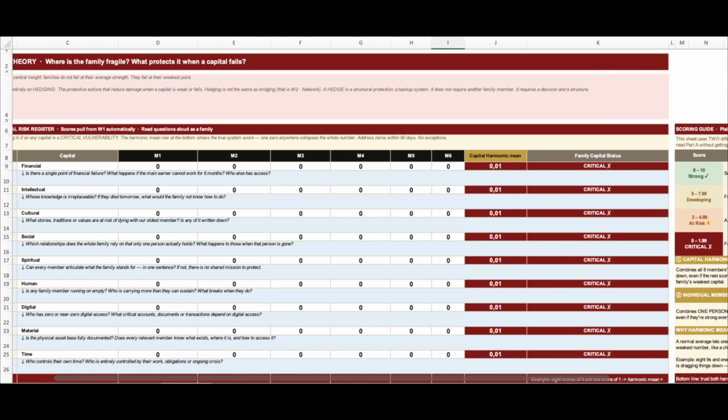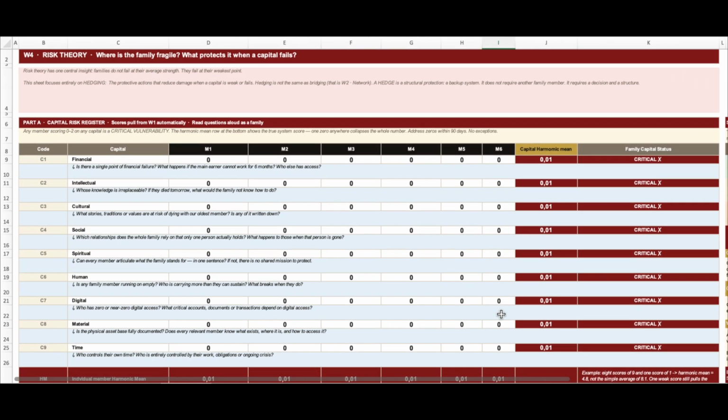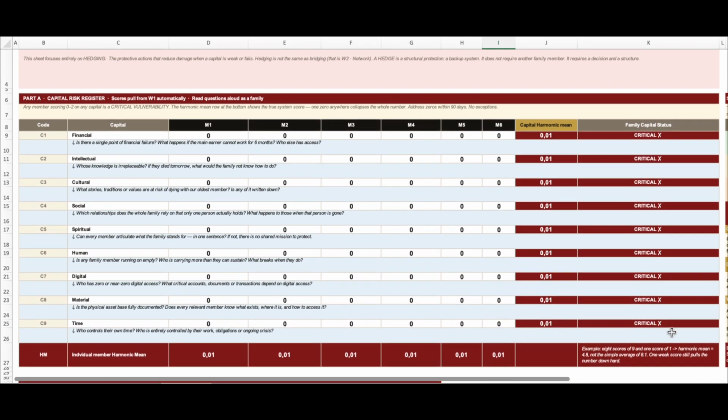You'll also see 2 different harmonic means. The capital harmonic mean measures the resilience of each capital across the whole family. This helps identify which capital represents your family's greatest vulnerability. The individual member harmonic mean measures each person's resilience across all 9 capitals. This helps identify who may be carrying the greatest hidden risk. Neither score is about judgment. They're conversation starters. Throughout this workshop, trust the harmonic mean over the average. Families are only as resilient as their weakest point. Once you've familiarized yourselves with the scoring guide, work through each capital together.